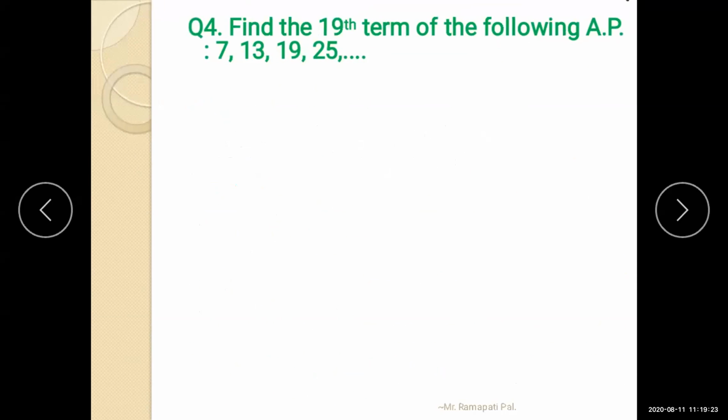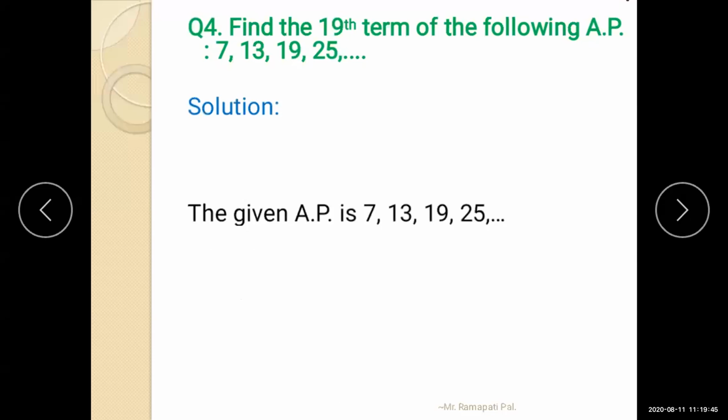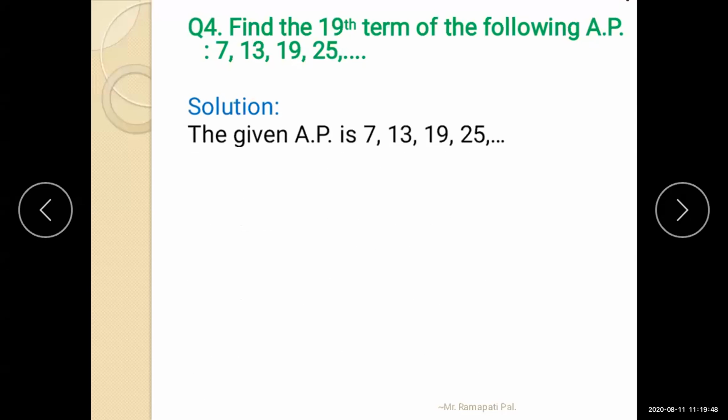We are going to start question number 4. So you are ready? Okay. Let's start. Find the 19th term of the following AP: 7, 13, 19, 25. Is it clear? Okay. You have to find out the 19th term. Let's see. The given AP is 7, 13, 19, 25.